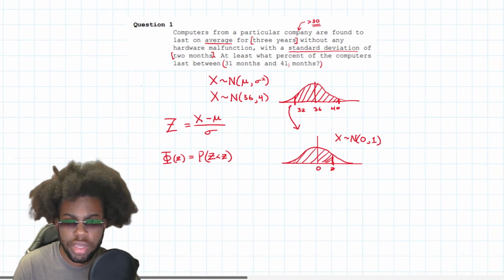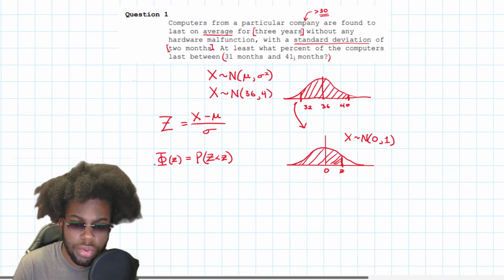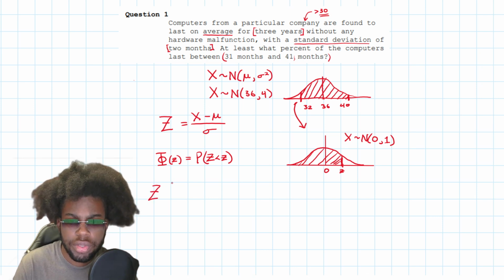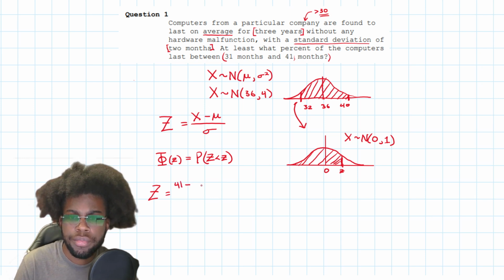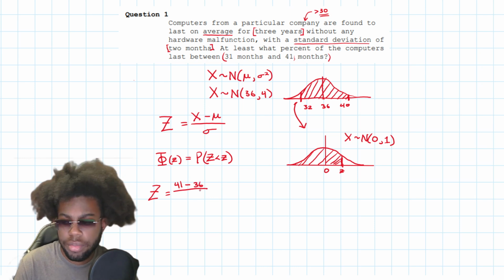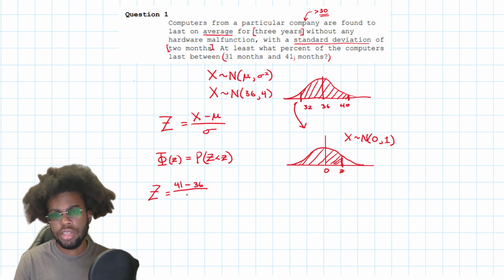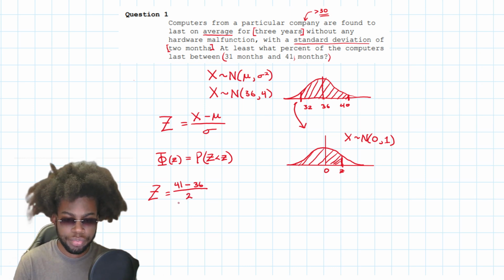So let's go ahead and get started with that. For our z, the first value that we're going to want to look at is our 41 months. So that's 41 as our random variable minus our mean, which of course is 36, all divided by our standard deviation, which is 2.